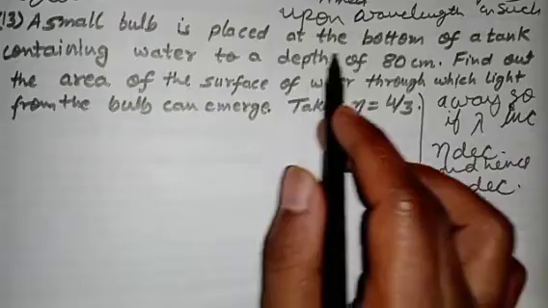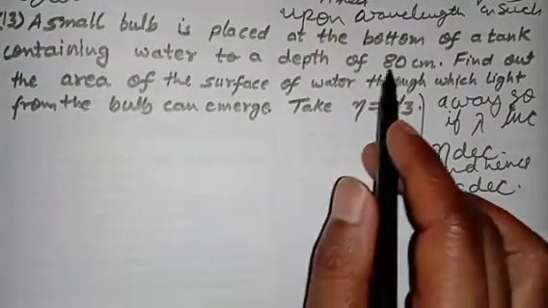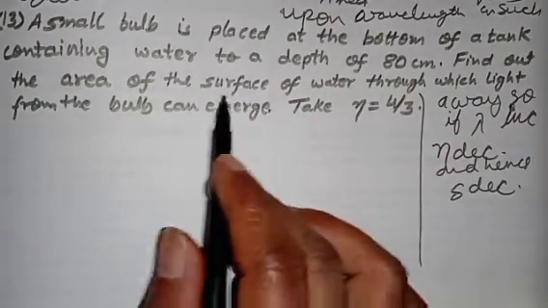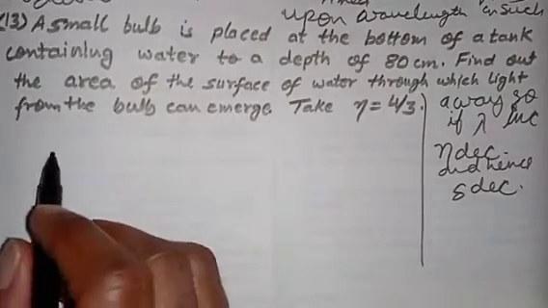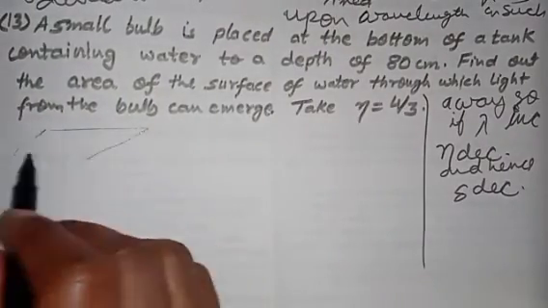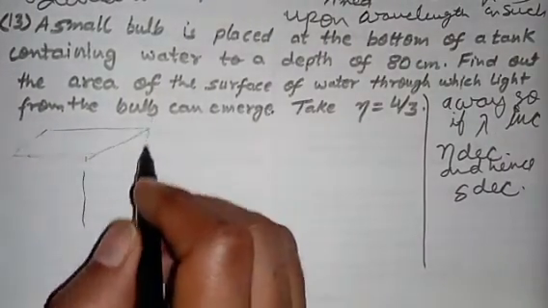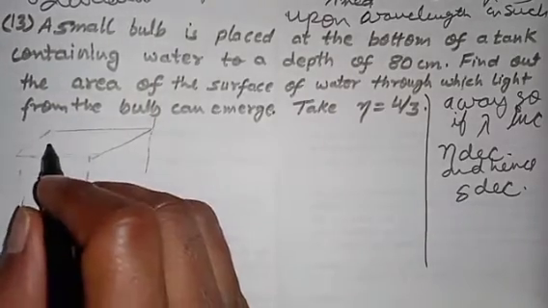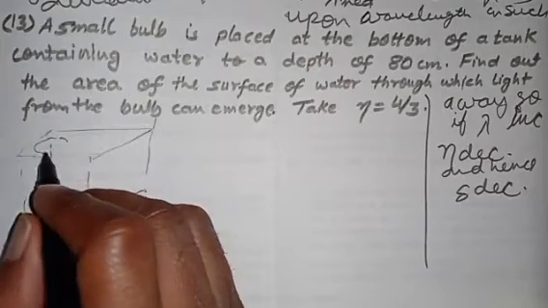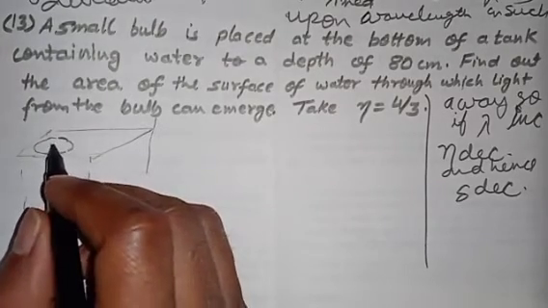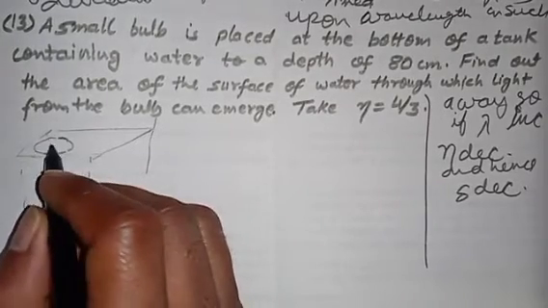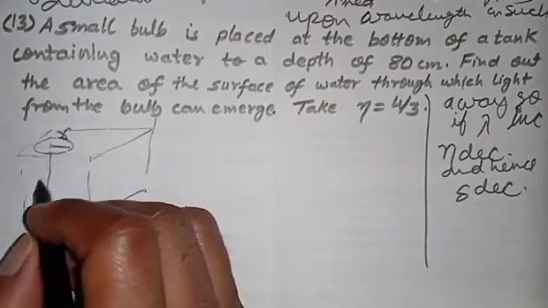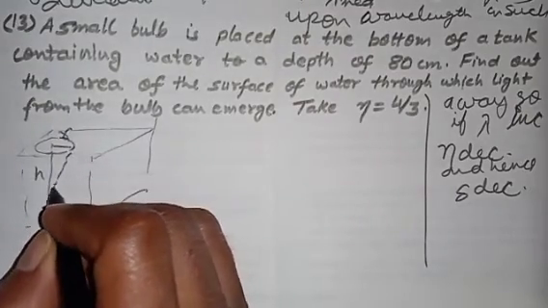A small bulb is placed at the bottom of a tank containing water, depth 80 centimeter. Find out the area of the surface. Okay, the tricky part, it is a tricky question. I am drawing a 3D diagram for it. This is the water tank, this is the point, and emerged light is coming out from this area of radius r. It is at a depth h.